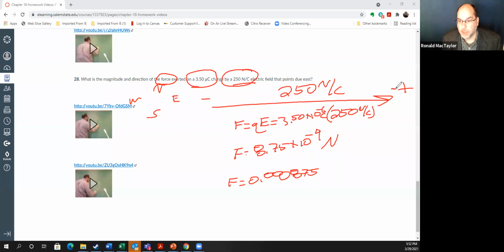This is a positive charge. The positive charge is going to be repelled from the positive side, so it would be due west. It would be the opposite direction of the electric field that is being depicted here. The electric field is pointing from negative to positive. Positive charge would move from the positive region to the negative region.